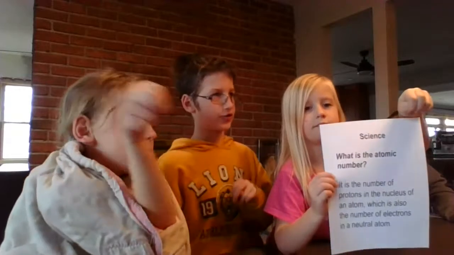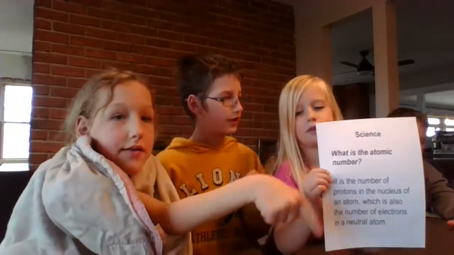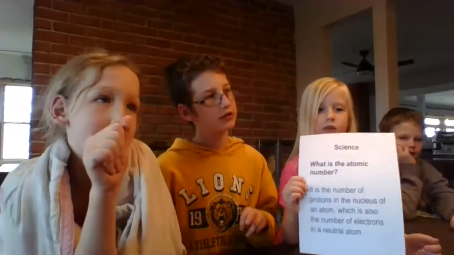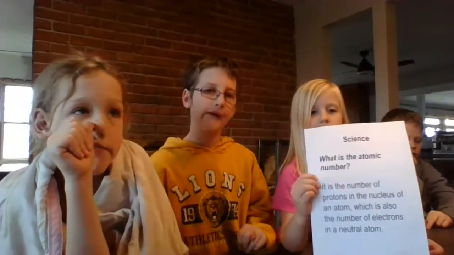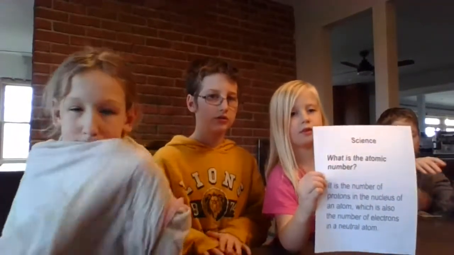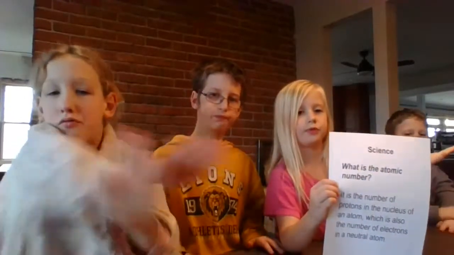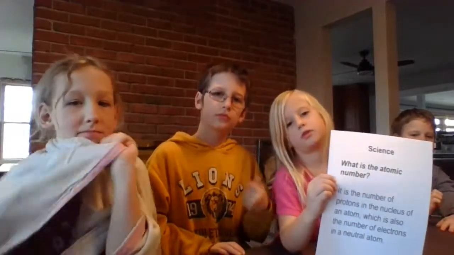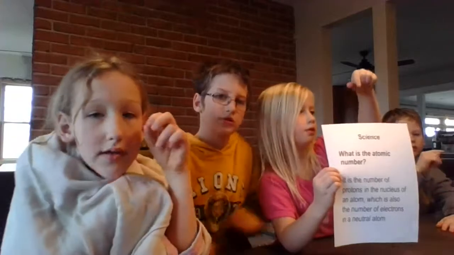So the atomic number is the number of protons in the nucleus of an atom, which is also the number of electrons in a neutral atom. So we're making a clean slate, a neutral, even atom. All right, again, we're going to start with an A for atomic number. The atomic number is the number of protons in the nucleus of an atom, which is the number of electrons in a neutral atom.